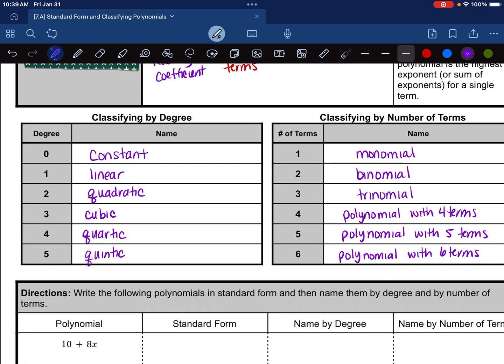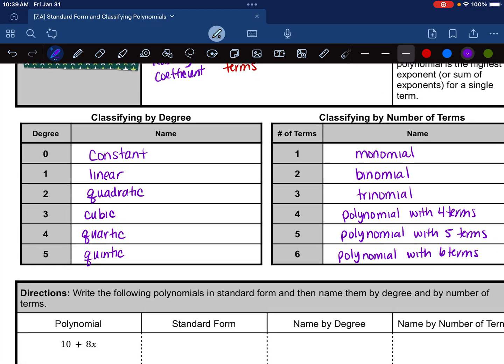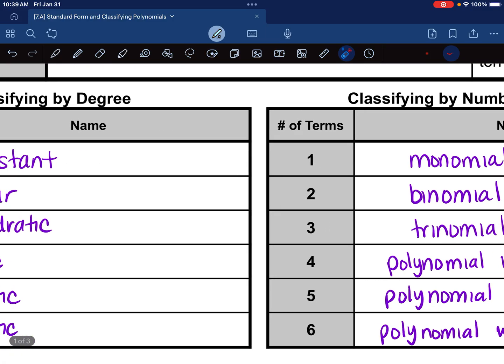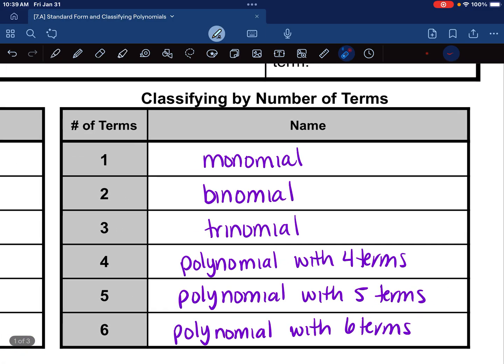All right, now we have 2 names that we do with polynomials. First, we have classifying by degree. So you look at the exponent and you figure out what it would be. It's, again, the biggest exponent. Here's how you name it when you classify by number of terms. We're pretty creative with the first 3: monomial, binomial, trinomial. Everything else, you just call it a polynomial and say how many terms.